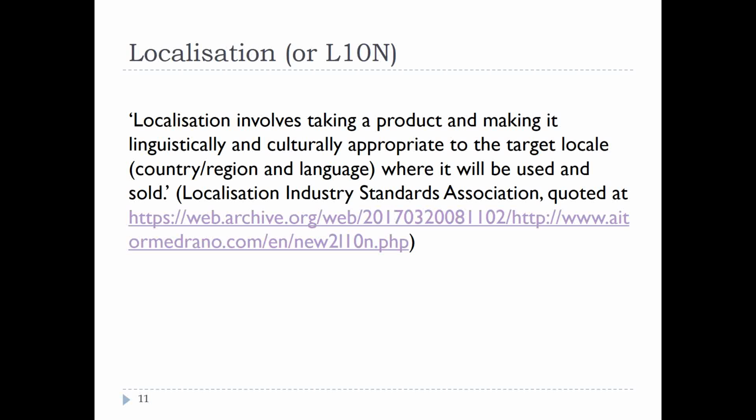Moving on now, so those are the 3 main types of translation: human, machine, and computer-aided translation. But there are other types which I think we should also take account of, and one of them is localization, which is sometimes abbreviated as L10N, simply because there are 10 letters between the L and the N. Now, localization, here's a definition: it involves taking a product and making it linguistically and culturally appropriate to the target locale, which means the target country or region and language, where it will be used and sold. Okay?